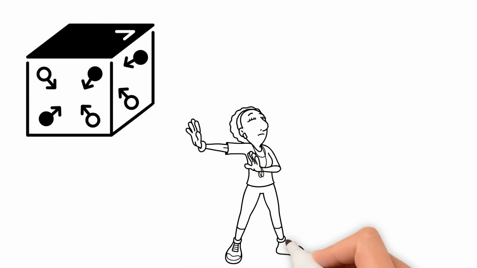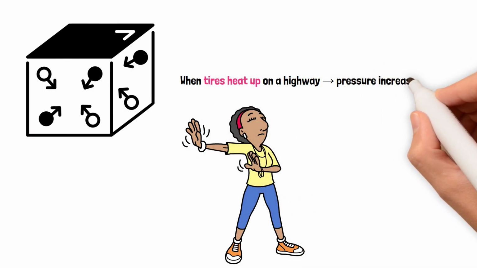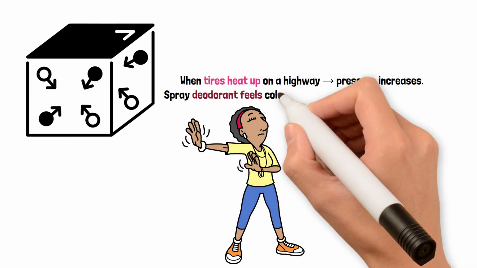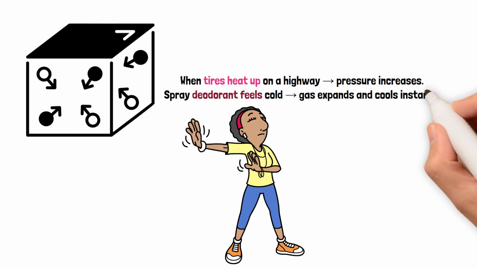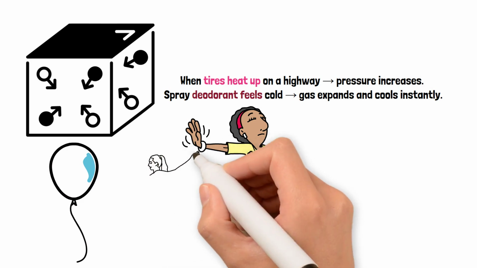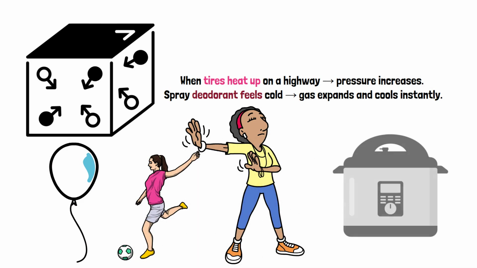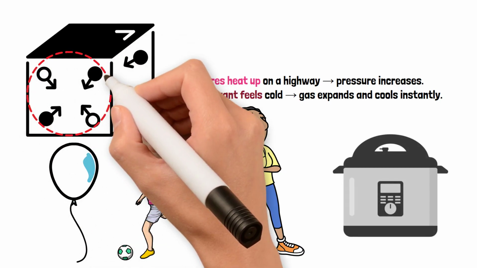Real-life examples you can't ignore. When tires heat up on a highway, pressure increases. Spray deodorant feels cold, gas expands and cools instantly. A balloon left in the sun expands. A football deflates in winter because particles move slower. Pressure cookers cook faster because hotter gases hit harder. Gases behave logically once you see them as tiny moving bullets.